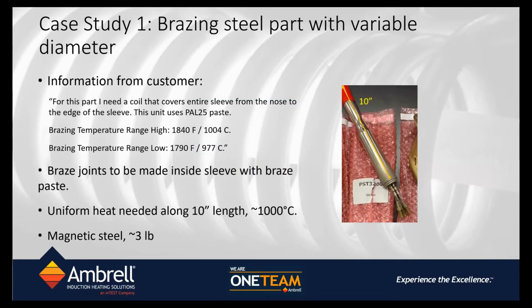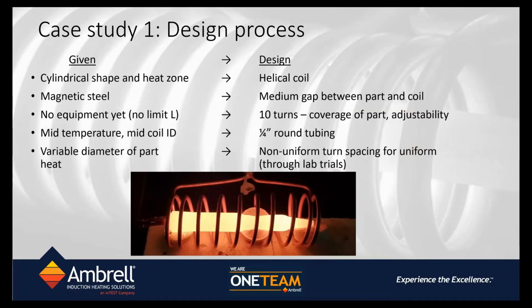So let's talk a couple case studies. We have this application where we have to heat this irregular shaped metal part to about 1000 degrees centigrade, which is 1800 degrees Fahrenheit, for a brazing application. The customer had requested uniform heat around the whole length of the part, and the part is magnetic steel. So the first obvious solution is to just incorporate a coil that is circular with uniformly spaced turns. Well, the reason I'm showing this is because that didn't work.